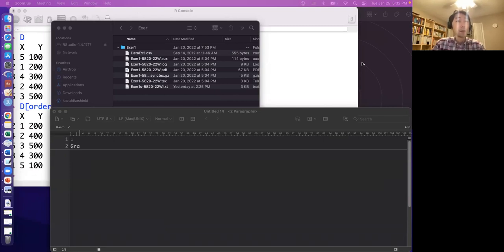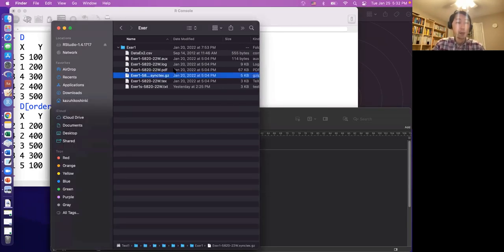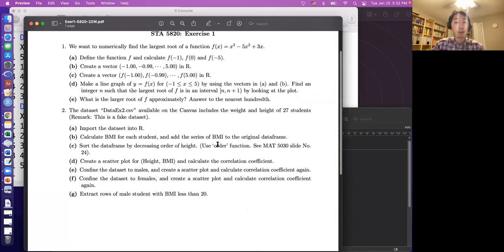So I think you're seeing my screen. And remember the exercise. Exercise number 2, we have the data set in Canvas, with the weight and height of 27 students and also the gender of students. We import the data set, calculate BMI, sort the data frame by decreasing order of height, create a scatter plot, confine the data set to males and to females, and extract rows of male students with BMI less than 20.